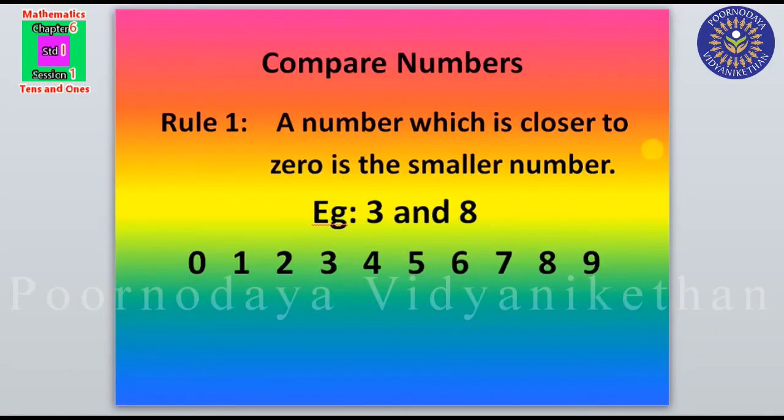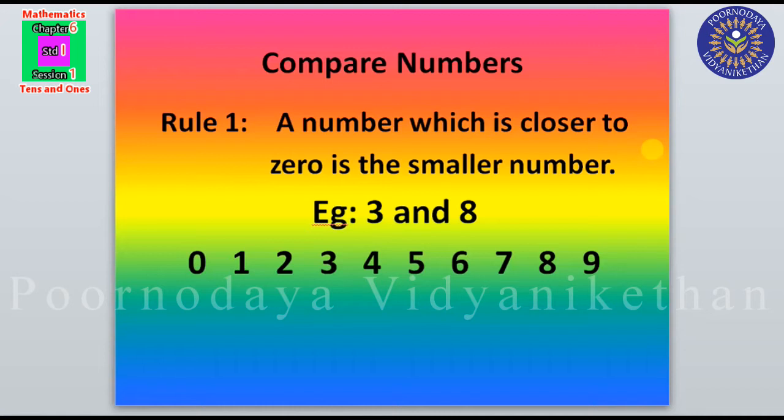Next, we are going to learn to compare numbers. We will discuss the rules for comparing numbers. See, the first rule is a number which is closer to 0 is the smaller number.